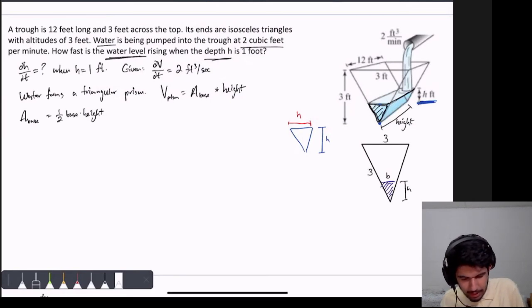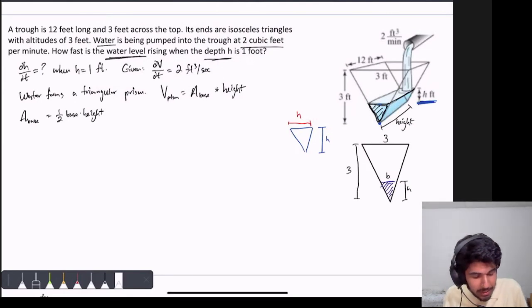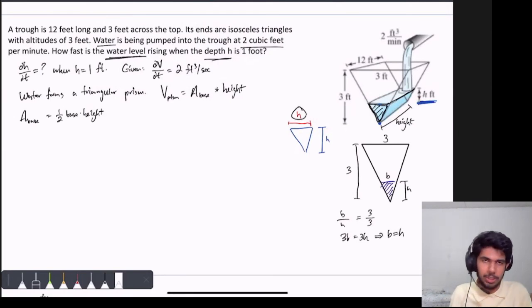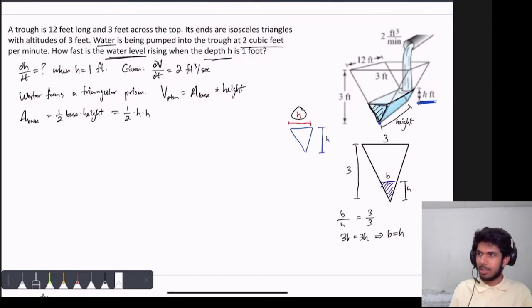Or rather, sorry, that's not 3. We're given that this is 3. So by similar triangles, base over height equals 3 over 3. So that means that 3b equals 3h, which tells us that base equals height. That's why I put the h there. So the area of the base is equal to 1/2 times h times h. Cool. So what does that tell us?